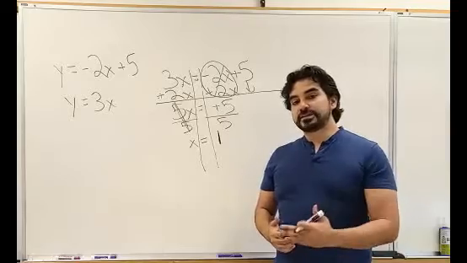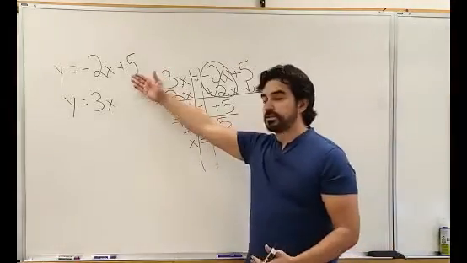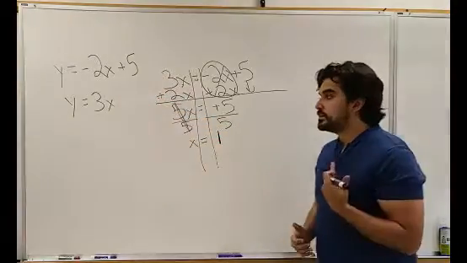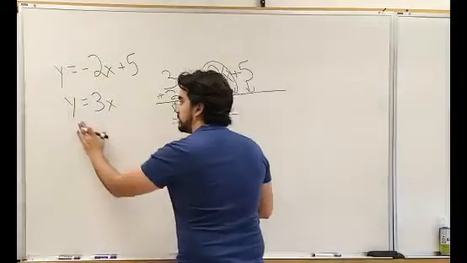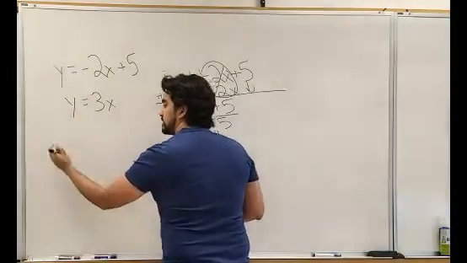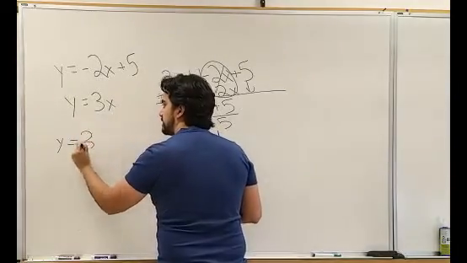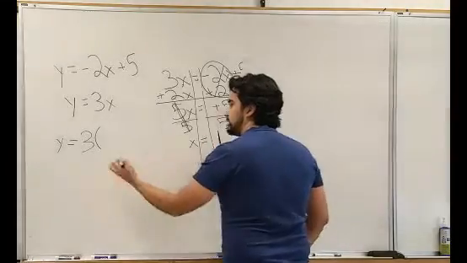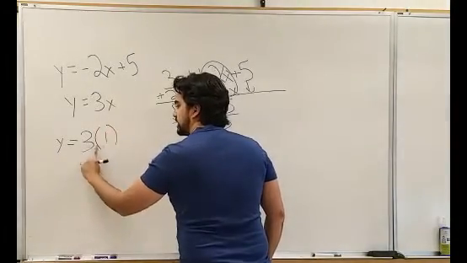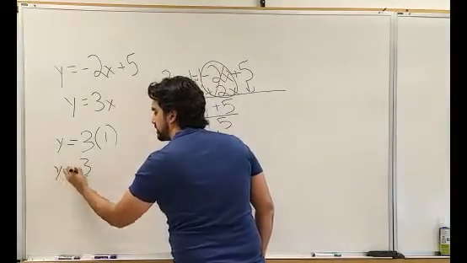Now that we found our x value, all we have to do is substitute our known variable into one of these equations. I'm going to start with equation number 2. We have y equals 3x. So y equals 3, but instead of x, I'm going to substitute my known variable, which is 1. So 3 times 1 is 3. So y is equal to 3.